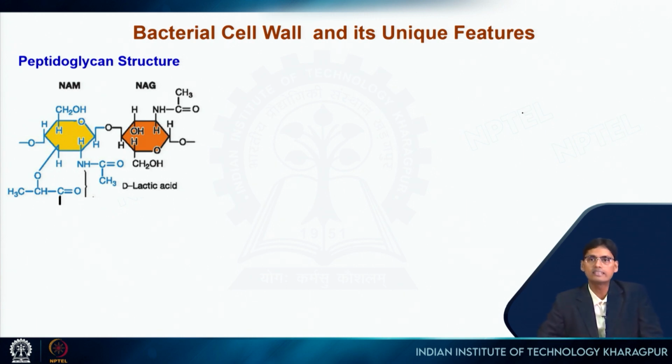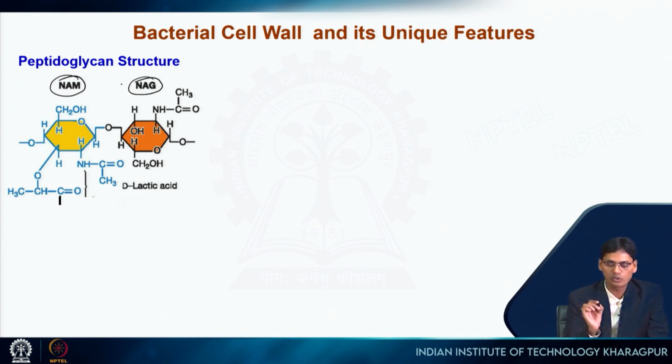Peptidoglycan is unique because it is not present in plant cell walls, and animals don't have a cell wall. So if we can target peptidoglycan synthesis, if we can stop it, then we can prevent bacterial growth, right? That's why it is very important. Peptidoglycan is a polymer of sugar and amino acid. The sugars here are N-acetyl muramic acid and N-acetyl glucosamine.